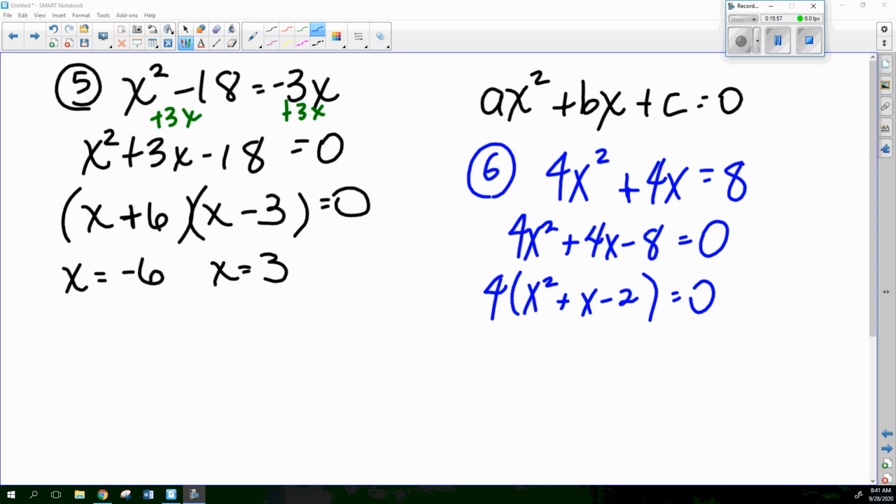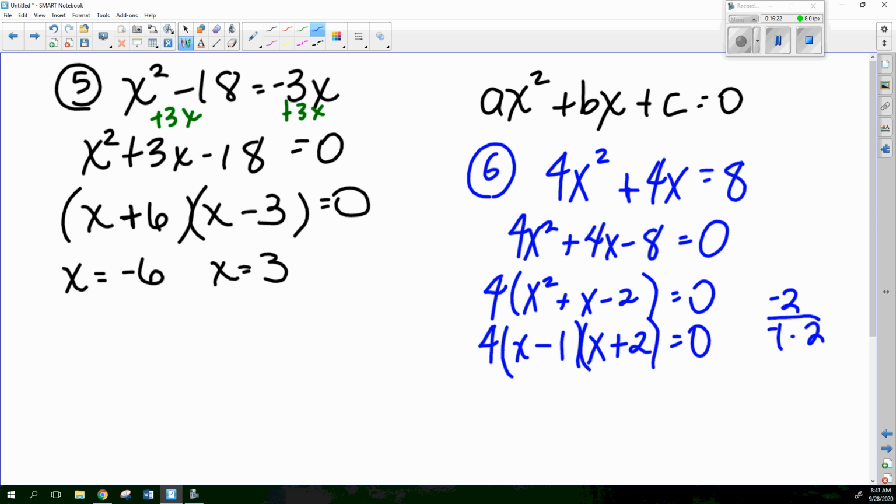Mason, are you done factoring? All right, what'd you get for your stuff in parentheses? All right, you're so close. You are right, the pair is 2 and 1, but they have to add up to be a positive 1. So the bigger number is going to need to go with the plus. You are so close. Now keep in mind that is 3 factors. 4 is a factor, and then x minus 1 and x plus 2.